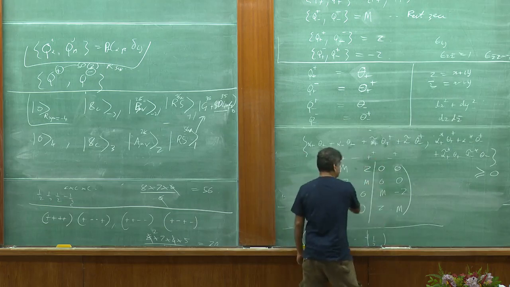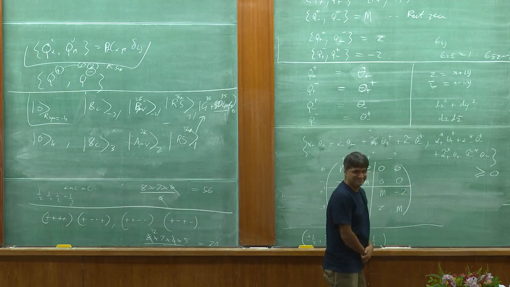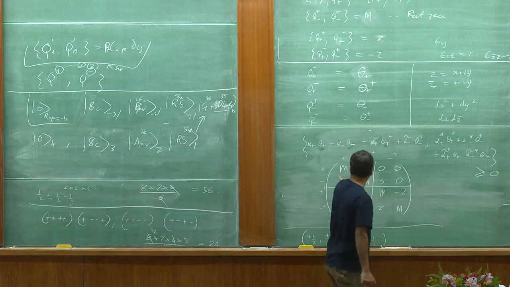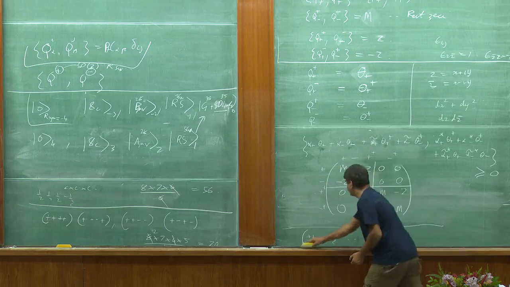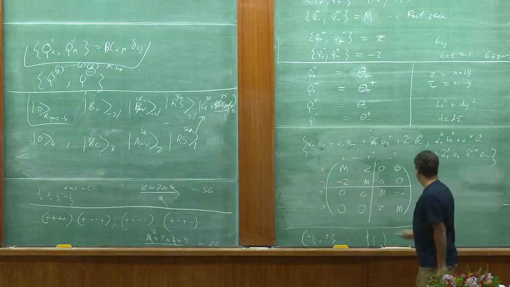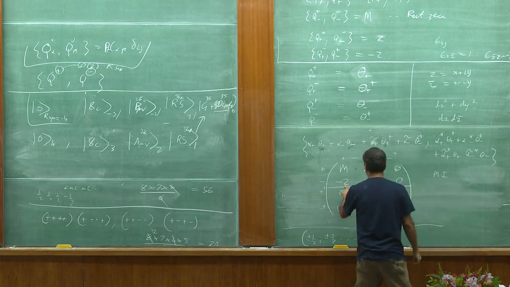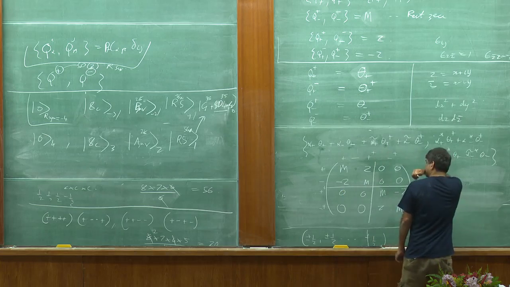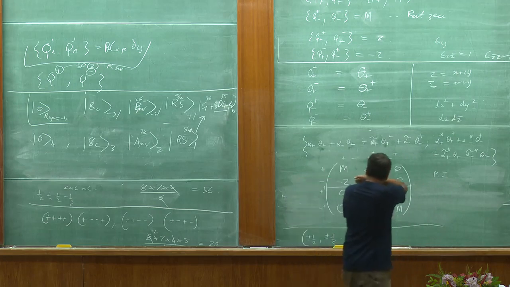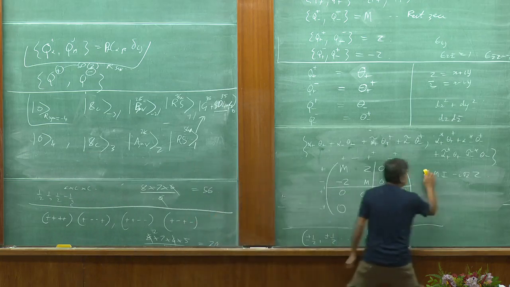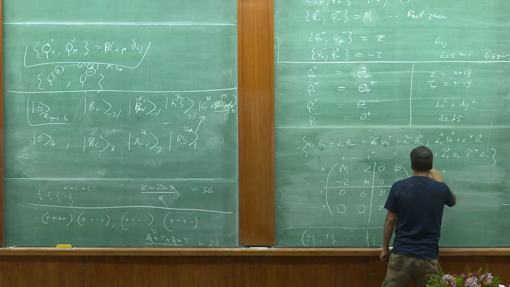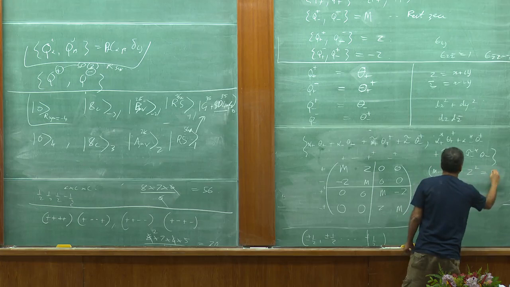Now this matrix was block diagonal, so each block has to be positive definite. Let's just work out the eigenvalues of this matrix. So this matrix here is M times identity minus i sigma 2 times Z. Or let's just work out its eigenvalues, that's easier. So M minus lambda squared plus Z squared is equal to 0.